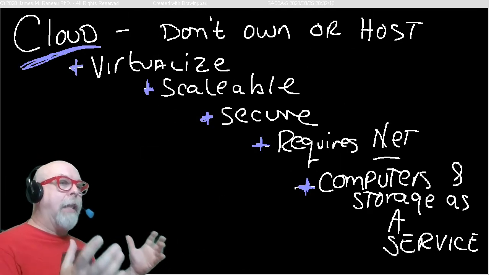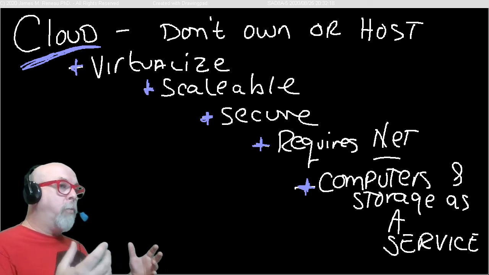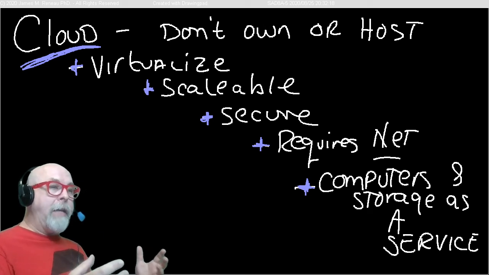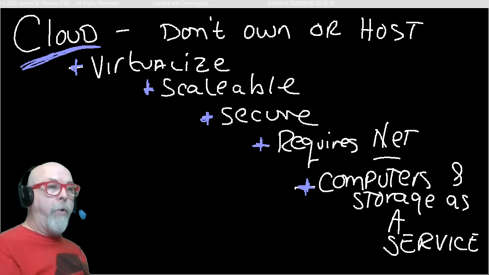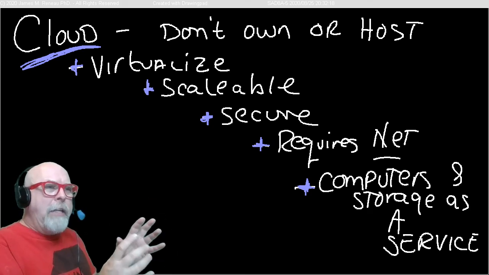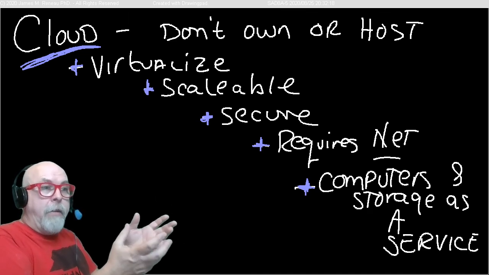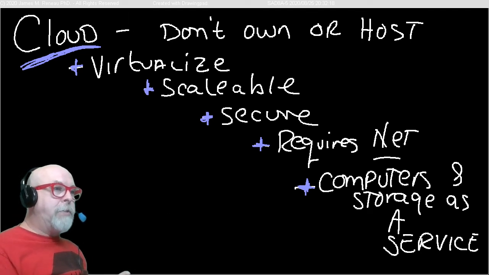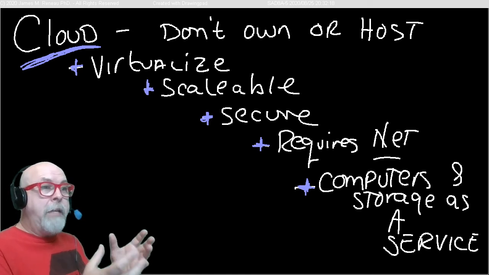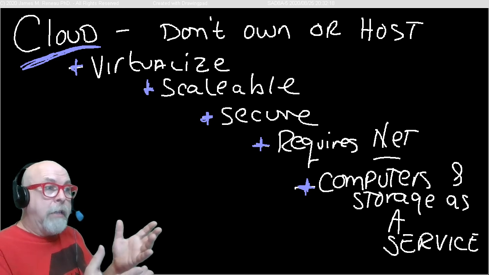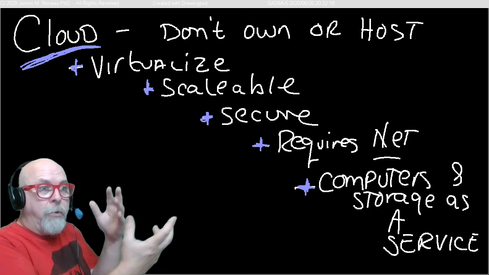And you'll hear the word cloud thrown out a lot. But what is cloud but virtualization? We don't own it, we don't host it. Basically, it's a virtualized server that sits out on somebody else's network. We call it the cloud, but it's really just a server sitting out there that somebody else owns and they're leasing us a bit or part of it. The great thing about the cloud is it's secure if it's done right. It's scalable. If we need more space or we need more server or we need more, we just buy more or lease more. It requires the net because if it's out there, you can't get to it without some kind of network.